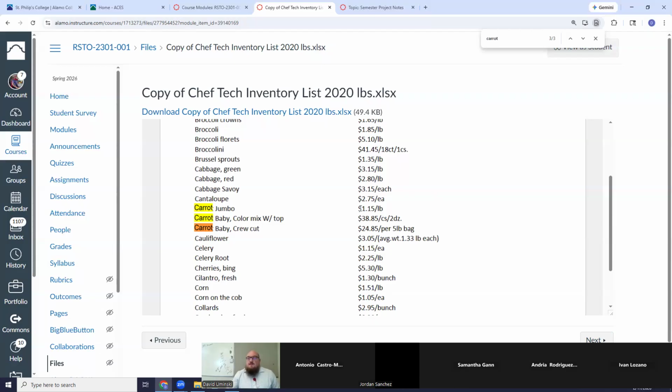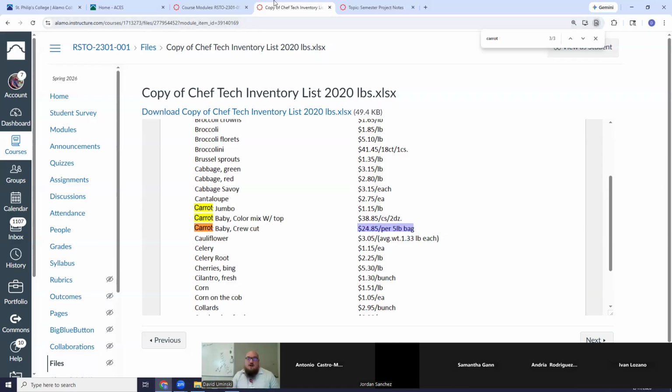So our carrots, $1.15 per pound. We also have baby carrots with the tops. This is $38.85 per case. And in each case, there's 2 dozen carrots. And then the baby carrots, the crew cut, it's $24.85 per 5-pound bag. So that's how we read this chart, this document.